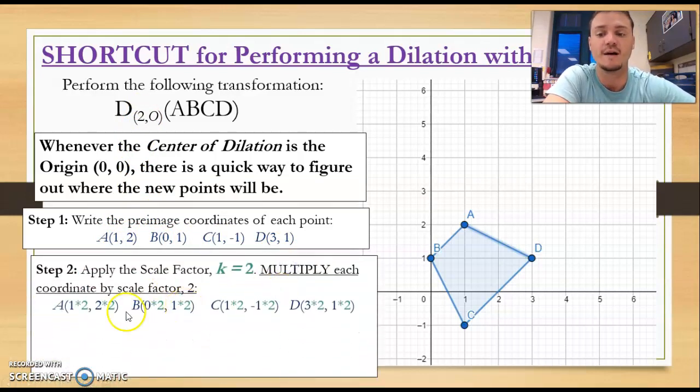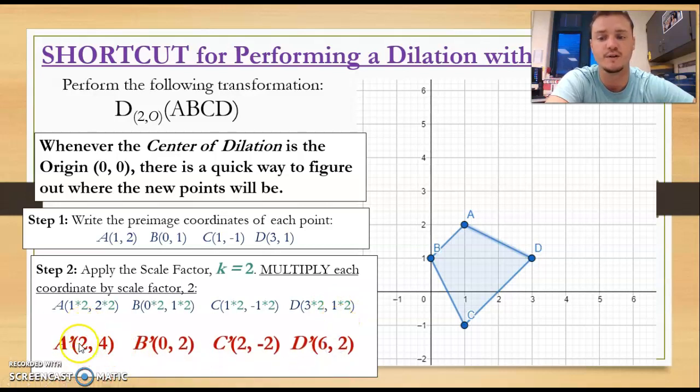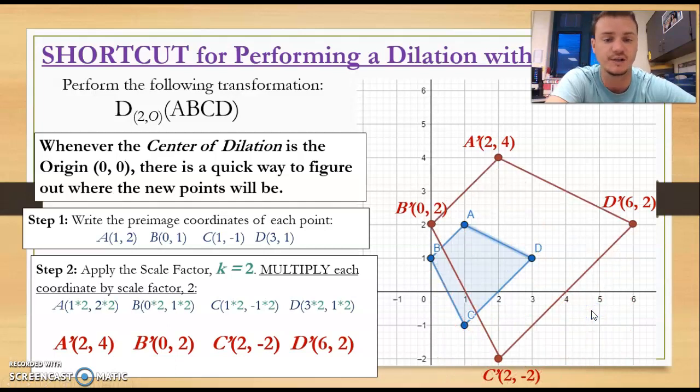So if we multiply each coordinate by a scale factor of 2, we got 1 times 2, 2 times 2, 0 times 2, 1 times 2, and every coordinate in every point we're going to multiply by 2, and it'll tell us what our new points are. So A prime will be 2, 4, 0 times 2 is 0, 1 times 2 is 2. For C prime, we got 1 times 2 is 2, negative 1 times 2 is negative 2, and we should get our points, and it should look exactly like the last problem because it's the exact same as the last problem, except this is the shortcut method. So you could feel free to use this on the assignment problems 1 and 2.